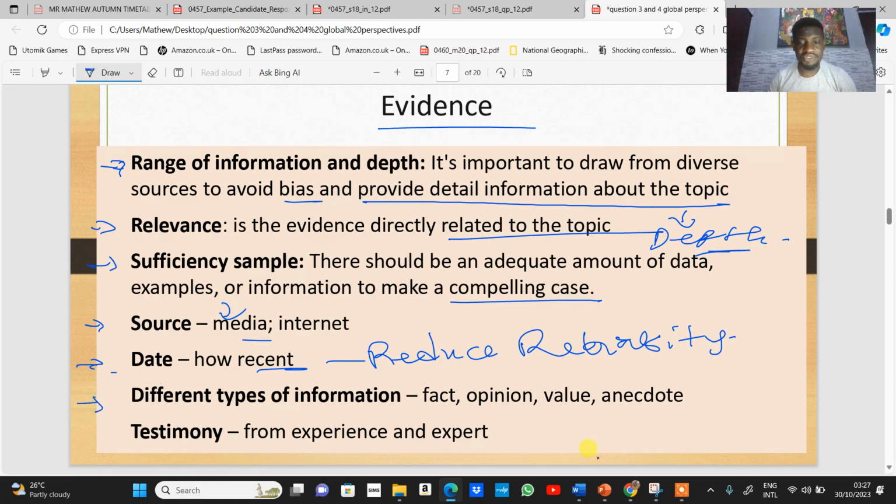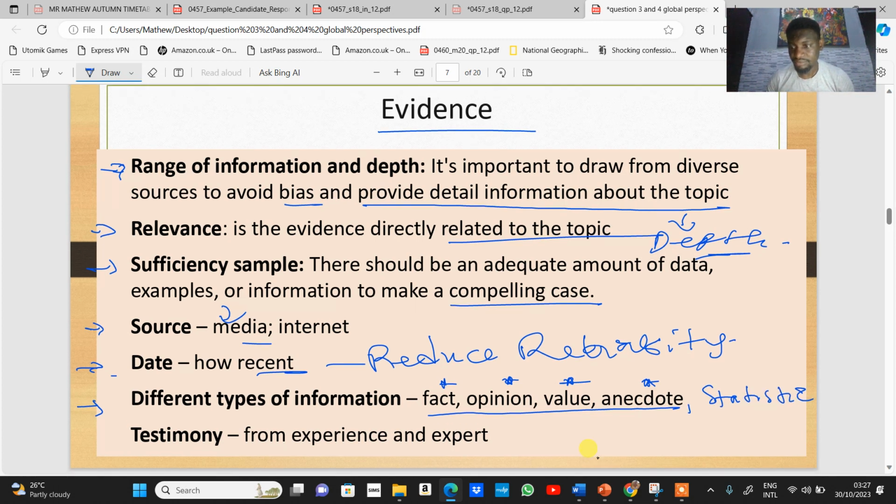Then the different types of information. Did he look at facts? Did he look at opinions? Did he look at value judgments? Did he look at anecdotes? You need to know these things. These are the different types of information. You look at facts. Are there statistics? Look at statistics. Is it available, and if it's available, is it sufficient or not? Then personal experience or testimony. So these are the evidence you are looking at from their statement.